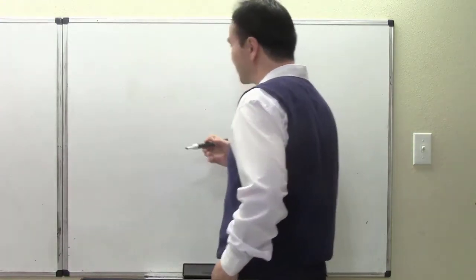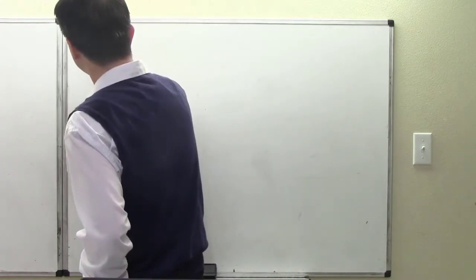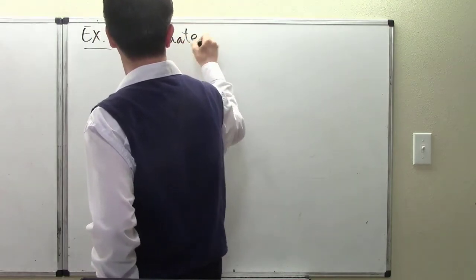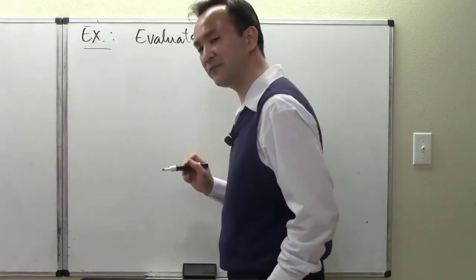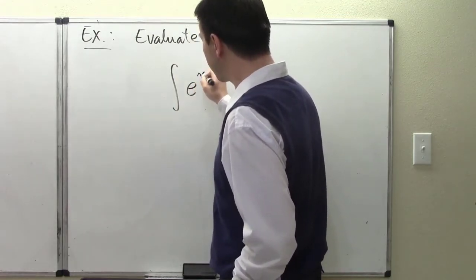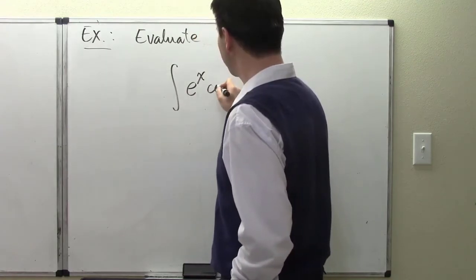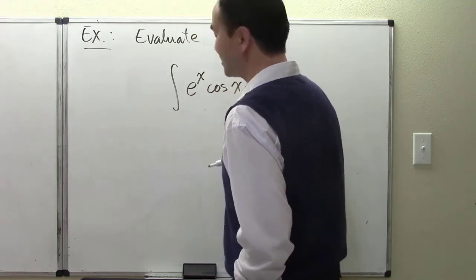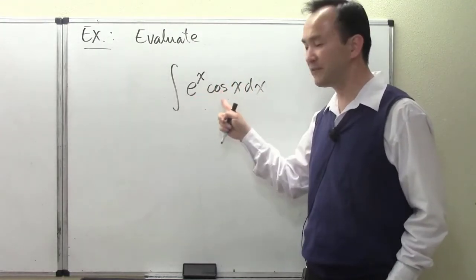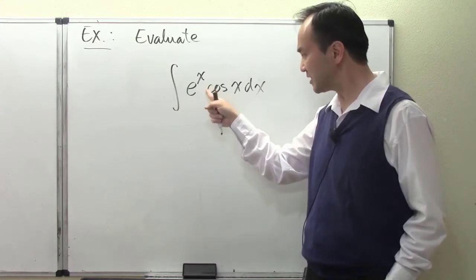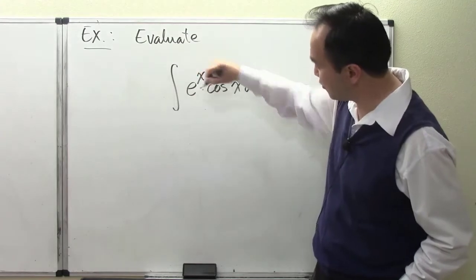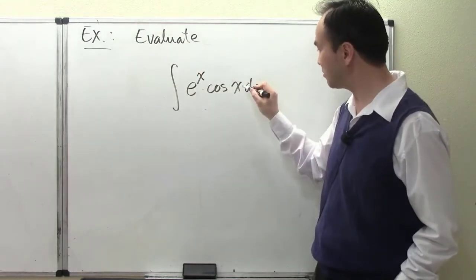Here in this example, we are looking at evaluating the following indefinite integral: the integral of e to the x cosine of x. The function we're attempting to integrate is a product of two separate functions, e to the x in product with cosine of x, and then of course multiplied with dx.